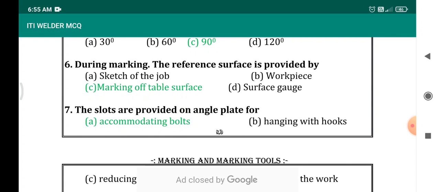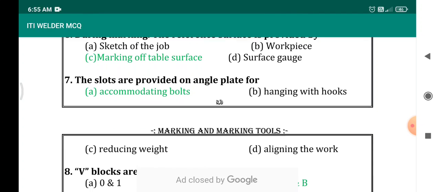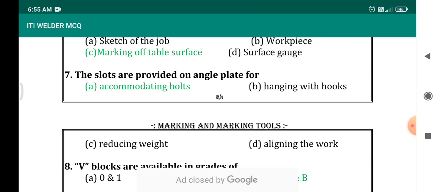The slots are provided on angle plate. Not only for the angle plate, the milling machine also has slots on the bed. The purpose is accommodating the bolt head. The bolt head will be trapped in that slot, so we can bolt the object to the machine. The options they have provided: accommodating the bolts, hanging with the hooks, reducing the weight, aligning the work. The correct answer is accommodating the bolt.